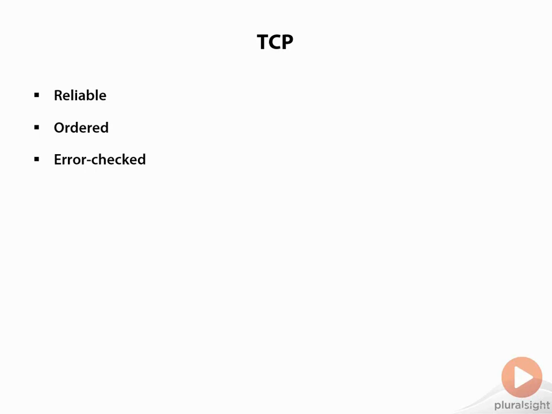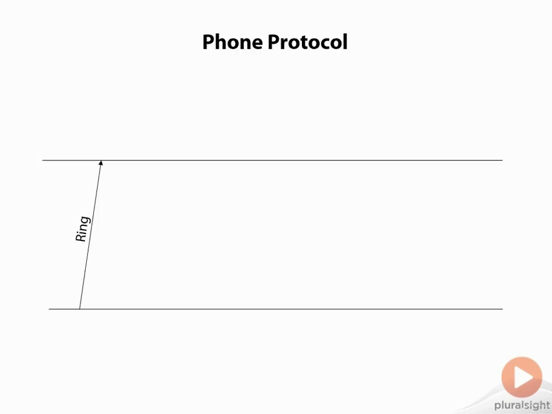The Transmission Control Protocol is one of the core protocols on the Internet, which provides a reliable, ordered, and error-checked stream of bytes between applications running on computers across a network. If UDP is like a letter passing through the postal service, TCP is like a phone call.